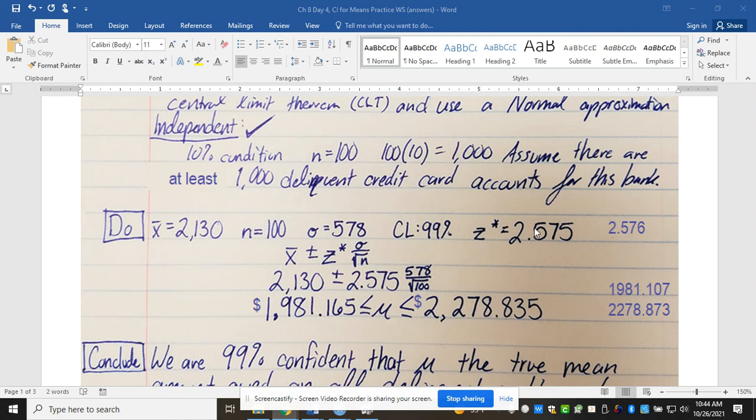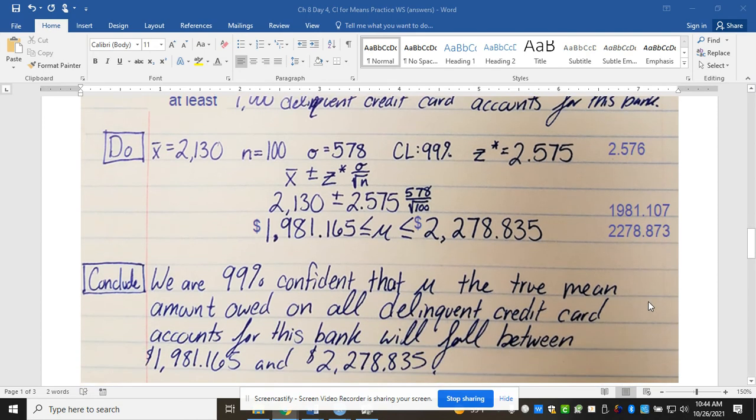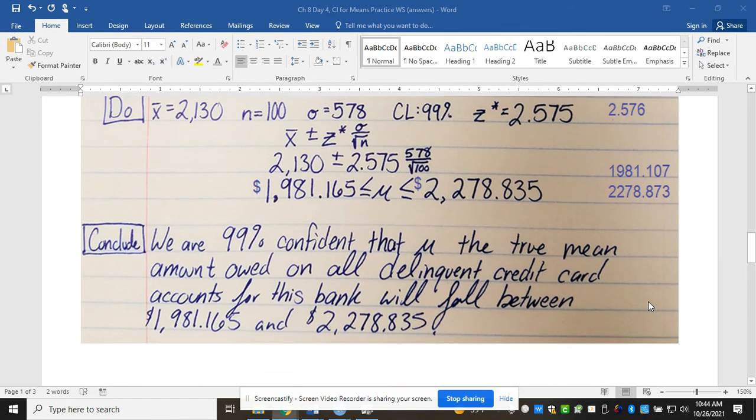So if you use 2.575, these are the numbers you should have gotten. If you use 2.576, these should be the numbers that you got. And then we are 99% confident that mu, the true mean amount owed on all delinquent credit card accounts for this bank, will fall between $1,981.165 and $2,278.835. Questions on any of 1 or 2?